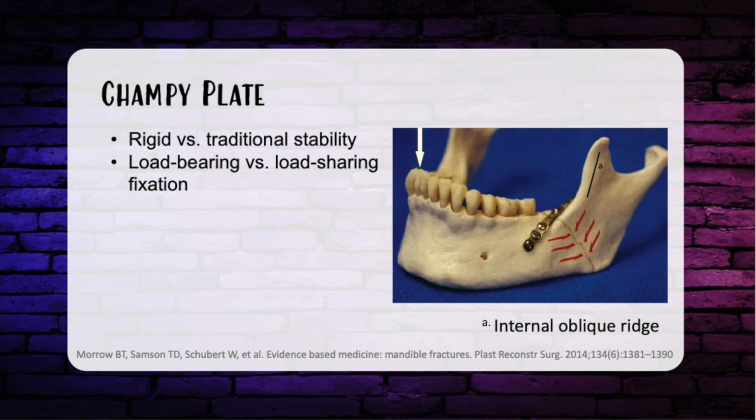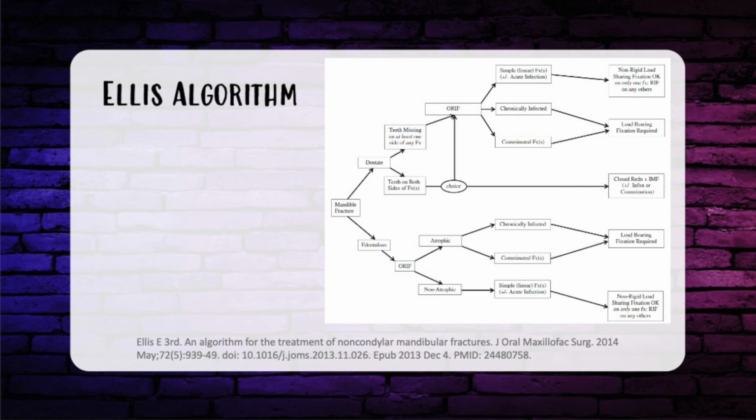That's right. Now, putting all of this together, as we mentioned before, dentition is important when deciding how to treat mandibular fractures, especially knowing if there's teeth present on either side of the fracture versus only one side versus none at all. We're going to walk you down Dr. Ellis's algorithm for non-condylar mandibular fractures, which should also help answer questions for the in-service.